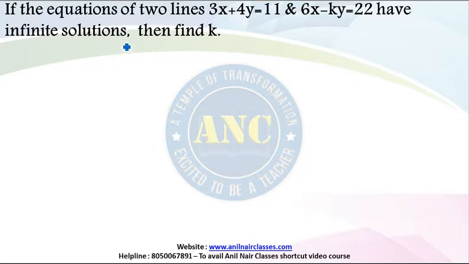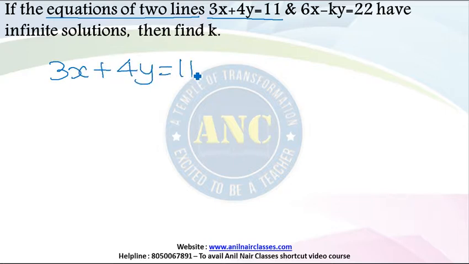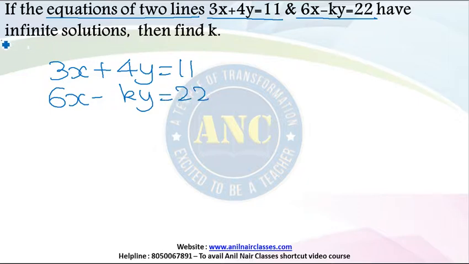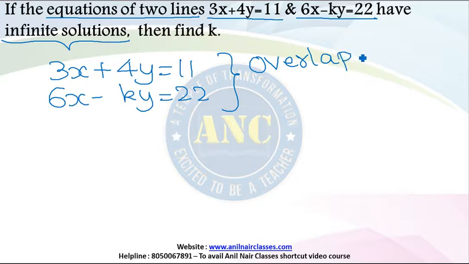Now, see here. If the equations of two lines, 3x plus 4y is equal to 11, this is my first equation, and 6x minus ky is equal to 22, have infinite solutions. Infinite solutions means these two are nothing but coincident lines or overlapping lines. That is the meaning of it. Then find the value of k.